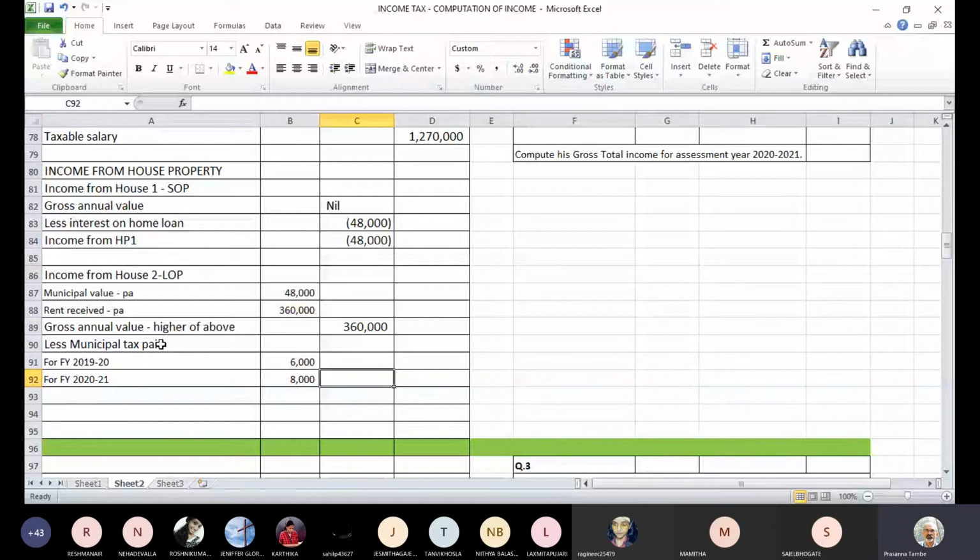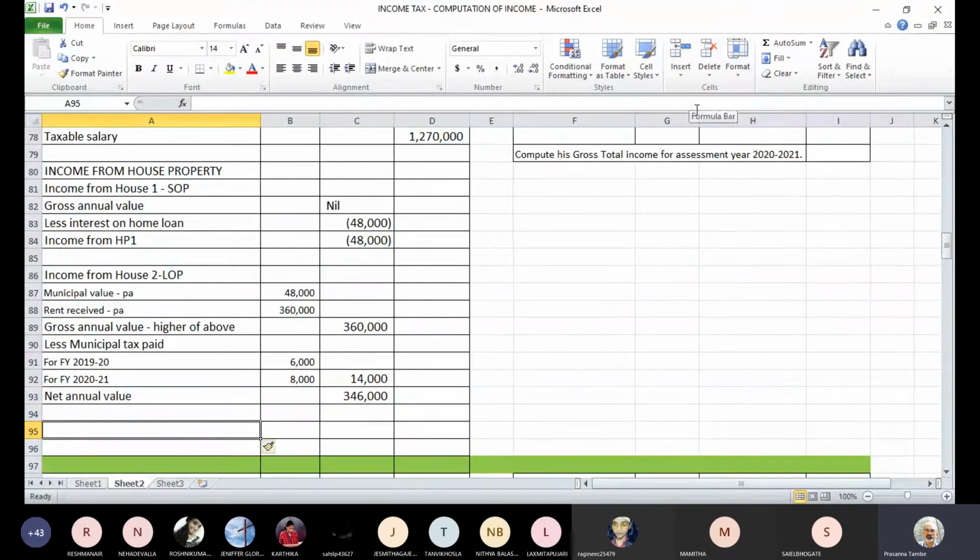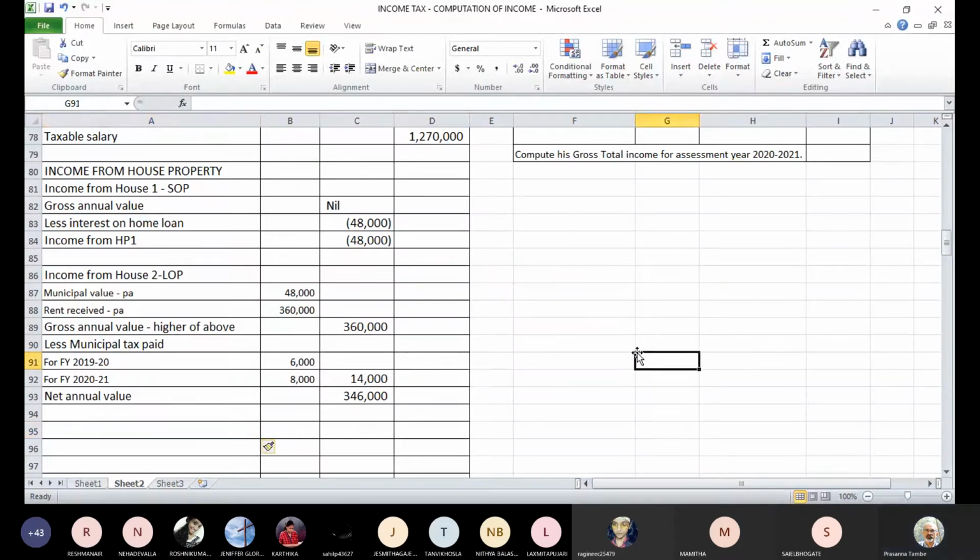So we are going to claim the deduction for municipal tax, and that is going to be 14,000 rupees. And what we get is a net annual value of property, which is 3,60,000 minus 14,000. Net annual value is 3,46,000. All of you have completed up to this stage? Yes? Yes, sir. Okay. So net annual value after claiming the deduction for municipal tax paid is 3,46,000.